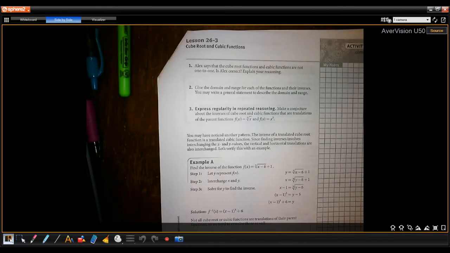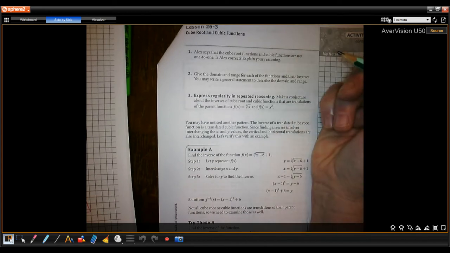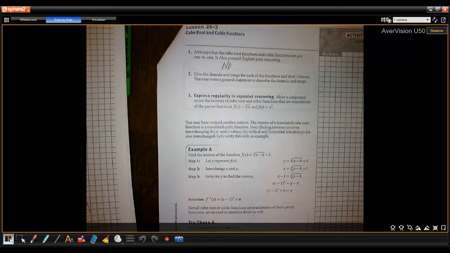Next page. All right, Alex says that the cube root function and cubic functions are not one-to-one. Wait, my picture is different than this one. Oh, well. It says, is Alex correct? Alex says that the cube root functions and cubic functions are not one-to-one. Is Alex correct? No. They are one-to-one.